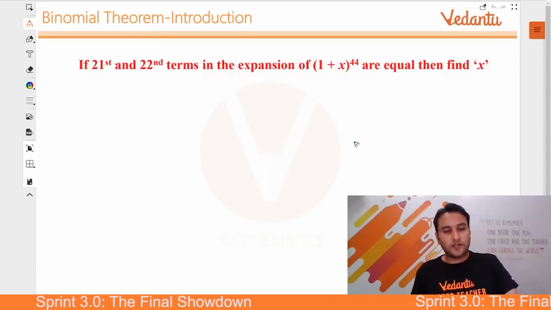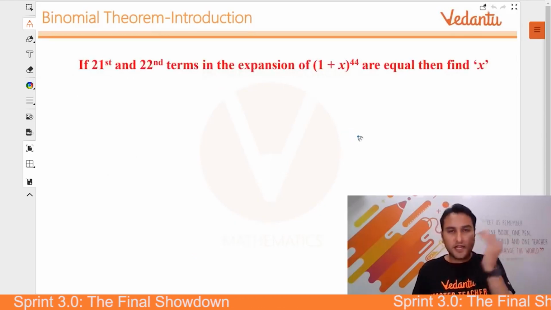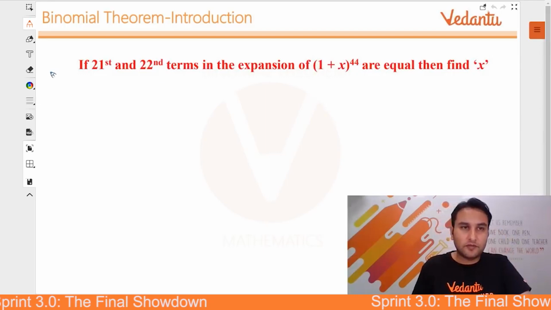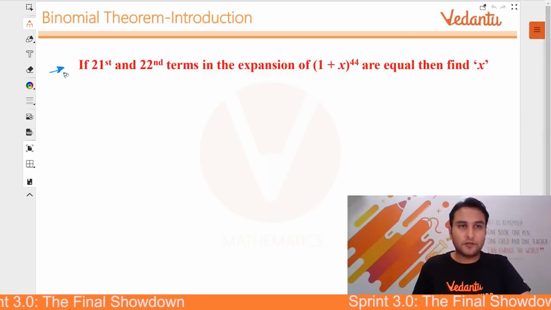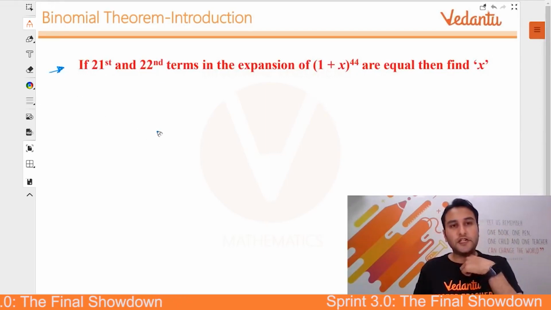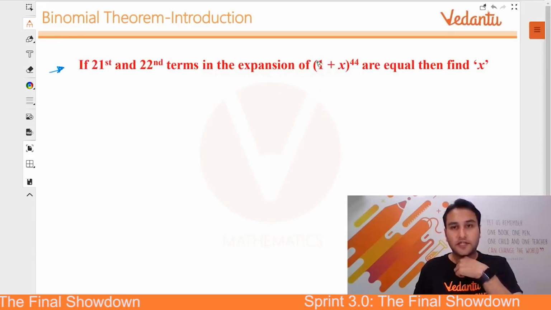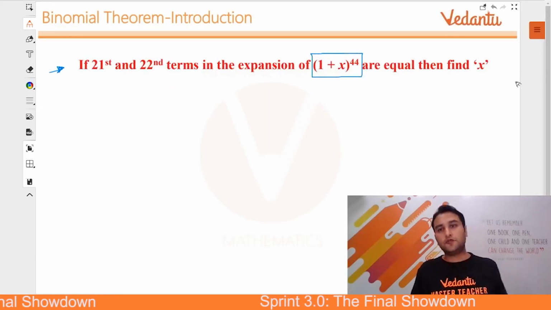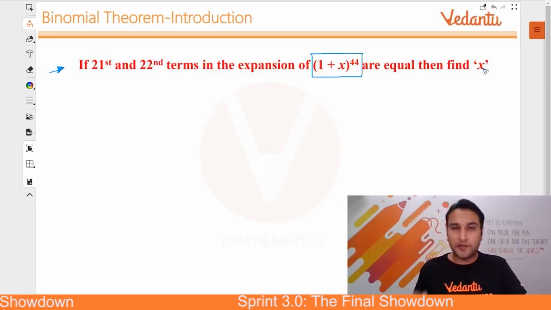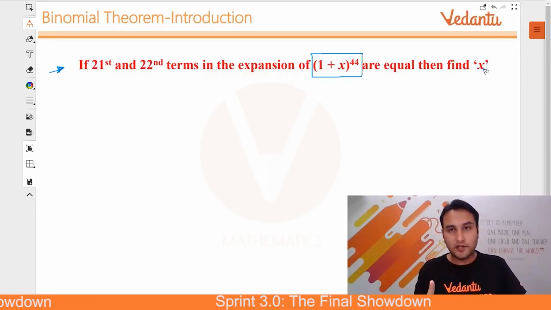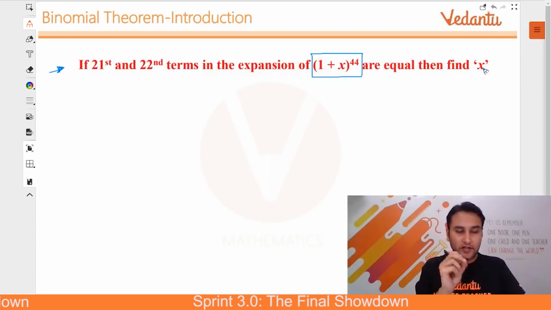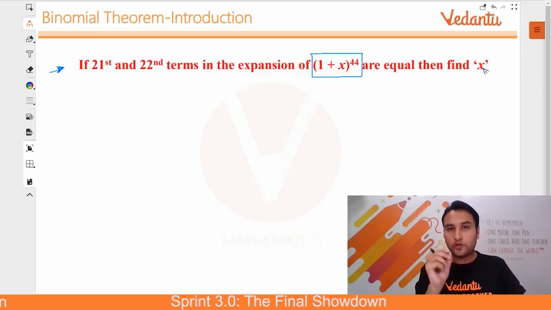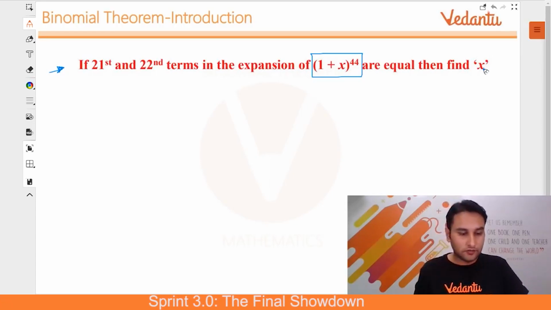Now let's start moving towards slightly more detailed problems. Question is, if the 21st and 22nd terms in the expansion of this are equal, then find the value of x. I'm purposely not giving you an objective problem so that you don't simply write an ABCD option in the chat. I want you to solve. Everyone, solve this.